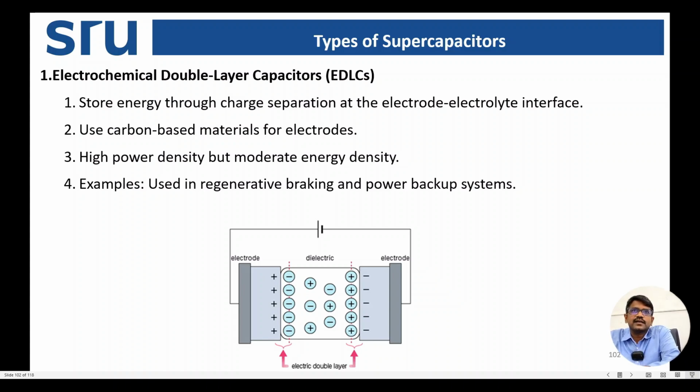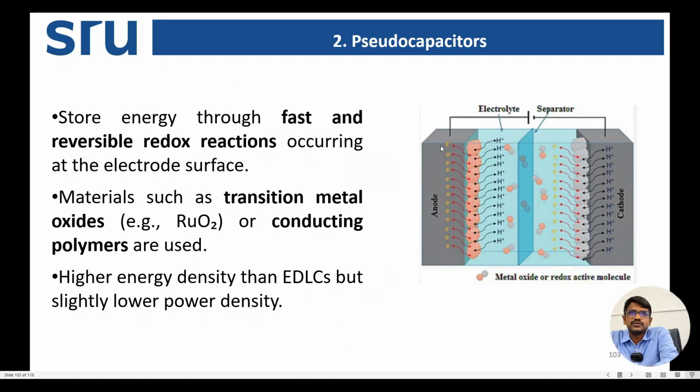Electrochemical double layer capacitors store energy through charge separation at the electrode electrolyte interface. Mostly for the preparation of electrodes, whether anode or cathode, we use carbon based materials. And what is the main application of this one? It provides high power density but moderate energy density. Mostly the application is in power backup systems. Then pseudocapacitors.